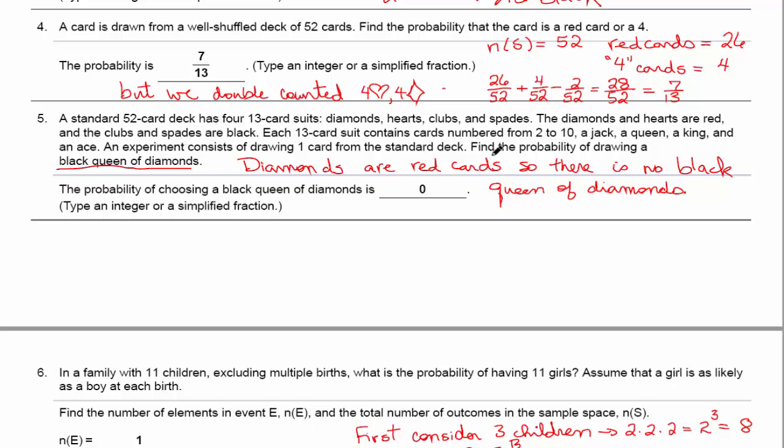Anyway, what's the problem? What's the probability that I pick a black queen of diamonds? Well, we first think, well, black queen, there's 2 of those, right? Because there's a queen of spades and a queen of clubs. But then they say the black queen of diamonds. Well, diamonds are red cards, so this is just not possible. And so the probability of that occurring is 0.